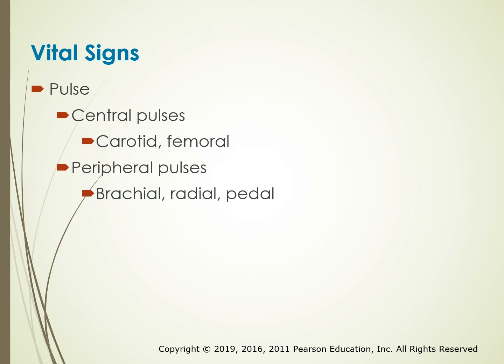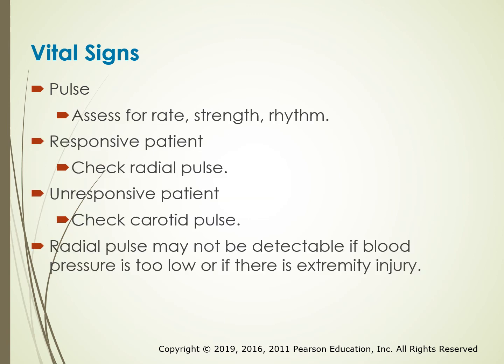So a central pulse would be your carotid up in your neck or your femoral, which is kind of like in your groin area. Then your peripheral pulses will be your brachial in the bicep, and your radial and your pedal pulse, or top of your foot. Just like respirations, we need to check the rate, but also the strength and the rhythm. Is it regular? Is it irregular?